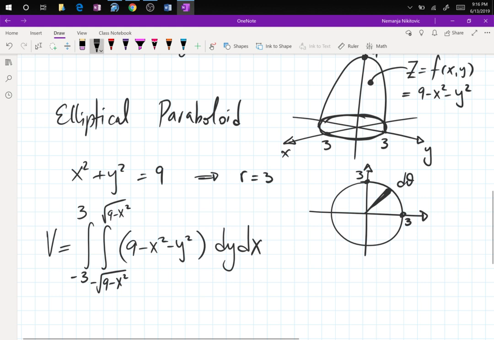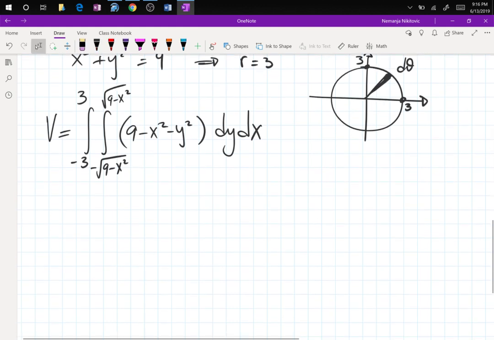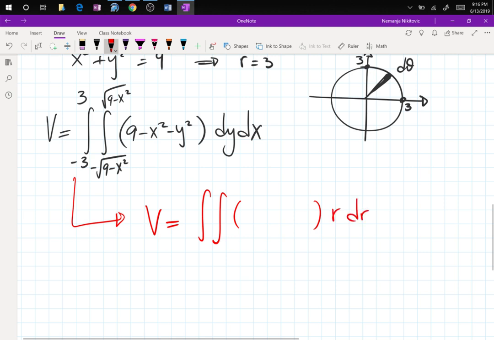Is there a way to transform this into a polar integral? Because polar integrals love working with circles. And the answer is obviously yes. We can transform this integral into a polar double integral, and it's going to be so easy, because a polar double integral will have something over here, r d theta.